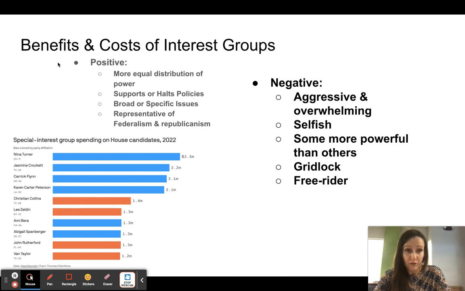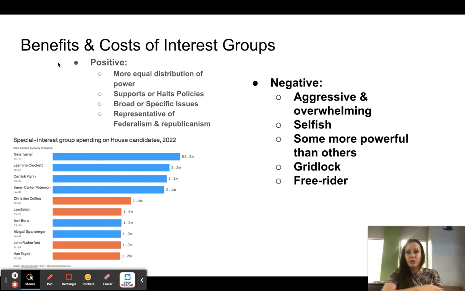Now, what are the negative parts? They can be aggressive to people, they could be overwhelming, they can be seen as selfish, as they're just promoting their interests over those of other groups. Some interest groups are much more powerful than others. They can cause gridlock or also hyper pluralism, as so many interest groups are vying for things to happen that almost nothing gets done. And they can also have this free rider system where you may have done nothing to help the interest group, but their acts may benefit you as well. That could be seen as positive to the free riders, right?